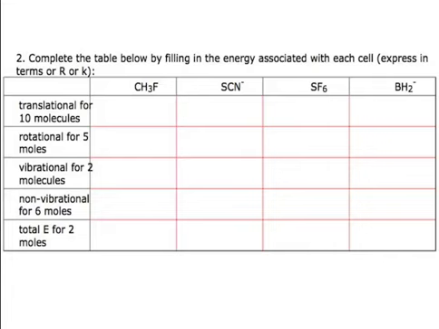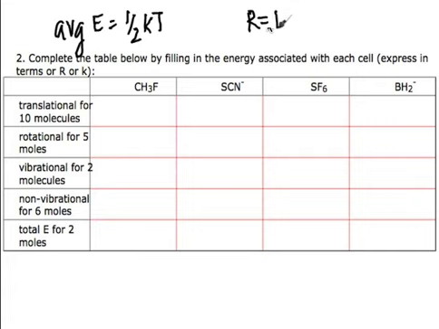Question number 2. Complete the table below by filling in the energy associated with each cell. For these questions, all we have to remember is that the average energy per motion is 1/2 kT, and that R equals kN, where N is Avogadro's number.